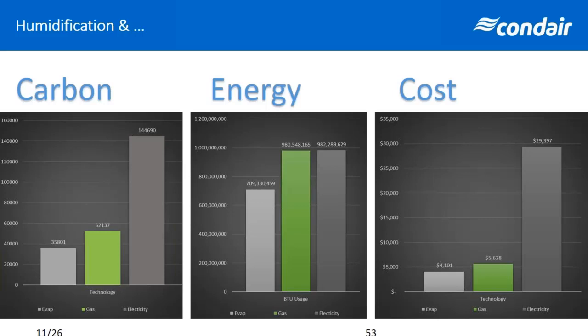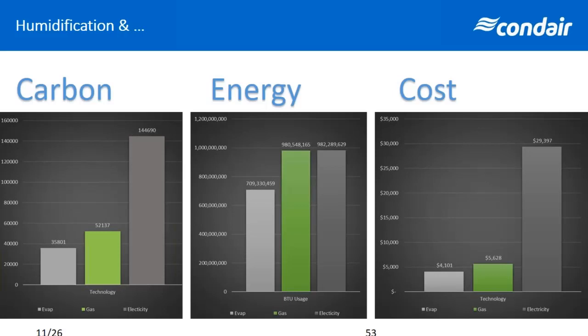So the light gray on the left of all three of these graphs is going to be your evaporative technologies, your adiabatic technologies. These are the DL or the high pressure units that use water directly into the airstream without adding any energy in order to evaporate that air.